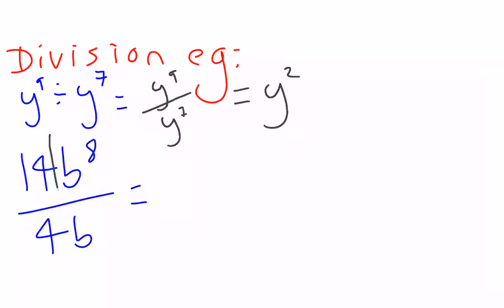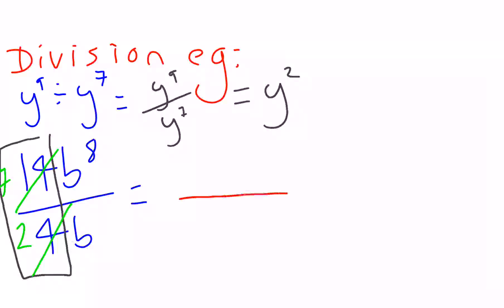Deal with the numbers, the coefficients, first. It's just a fraction that you'd need to simplify. When we simplify, we look for the highest common factor. In that case, it's 2. And we divide the top and bottom numbers by 2. 14 divided by 2 gives me 7. 4 divided by 2 gives me 2. So I've already got a fraction that's got 7 over 2.